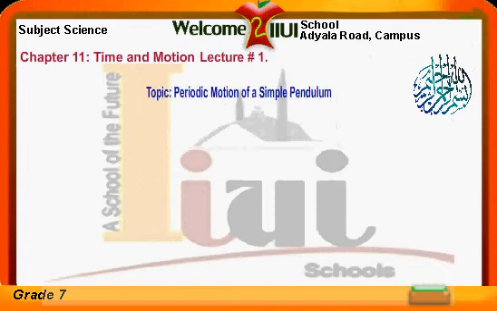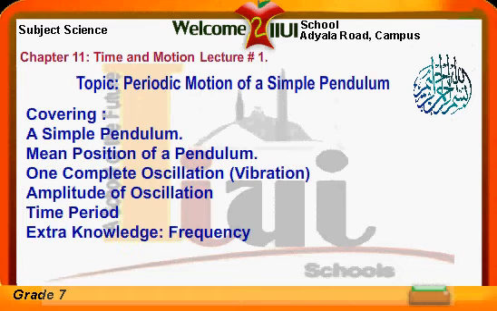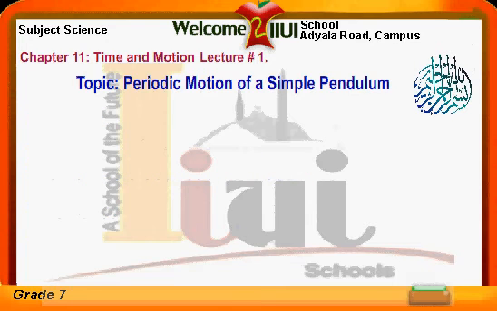Our today's topic is periodic motion of a simple pendulum. In this topic, you will learn a simple pendulum, mean position of a pendulum, one complete oscillation, that is vibration, amplitude of oscillation, time period, and of course, an extra knowledge regarding frequency related with simple pendulum.